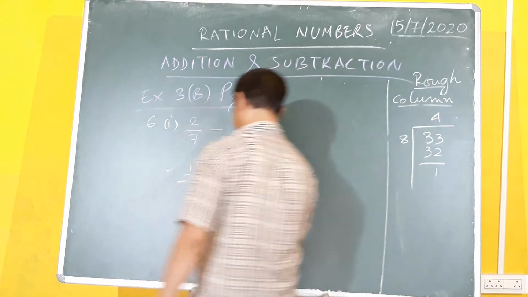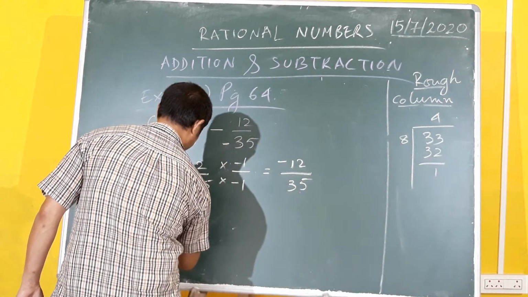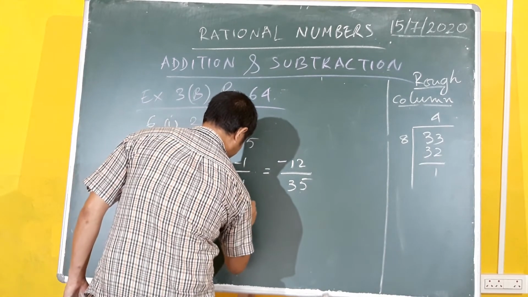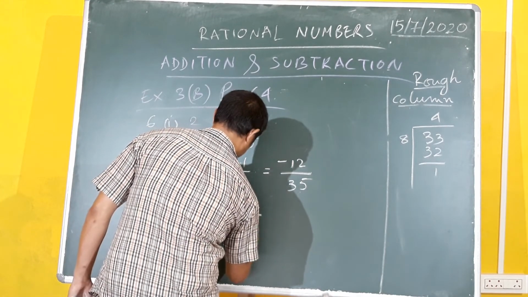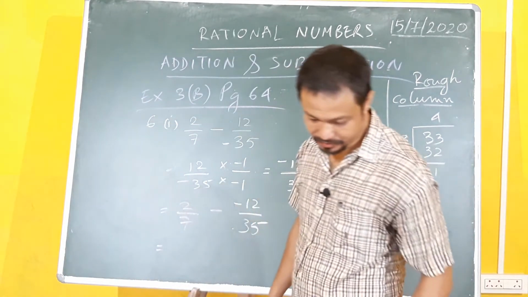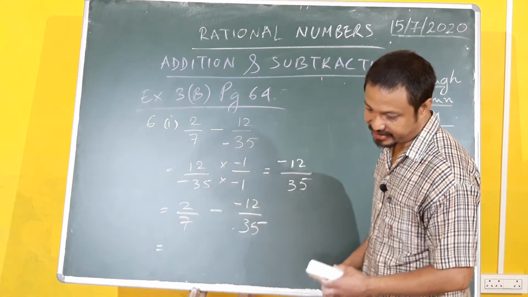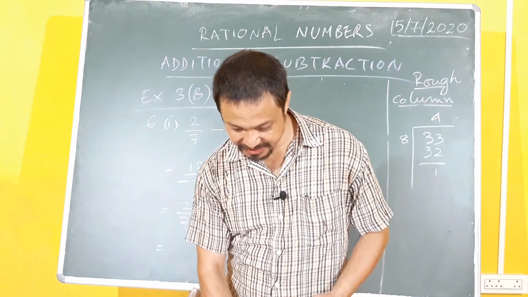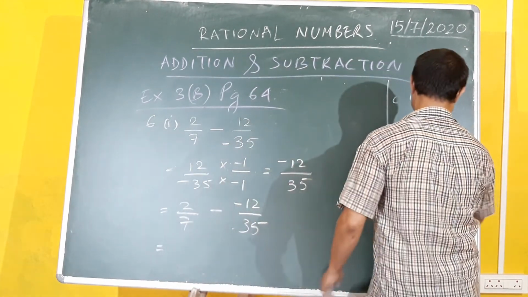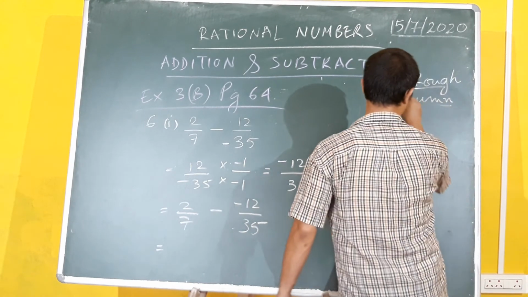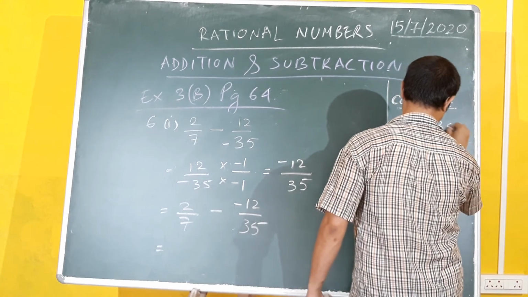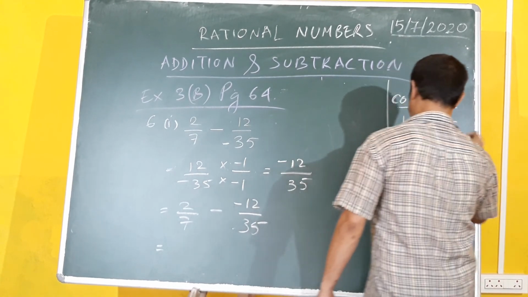Now you compute. So the computation will be 2 upon 7 minus 12 upon 35. Again, now both the denominators are different. You need to find the LCM. Rough column again. LCM of 7 and 35. Big numbers, cannot do it with 2.